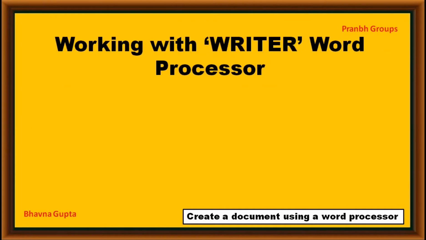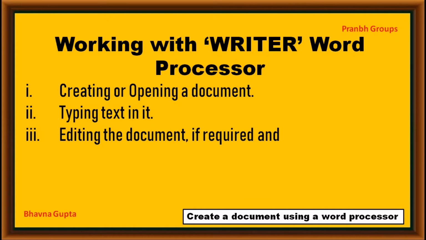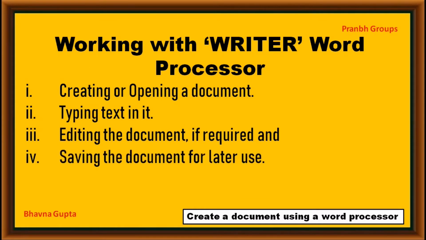Next topic, working with the Writer word processor. Working with the Writer word processor usually involves these steps. First, creating or opening a document. You can create a new document, or also open an existing document. Next, typing text in it. Next, editing the document if required, and last, saving the document for later use.